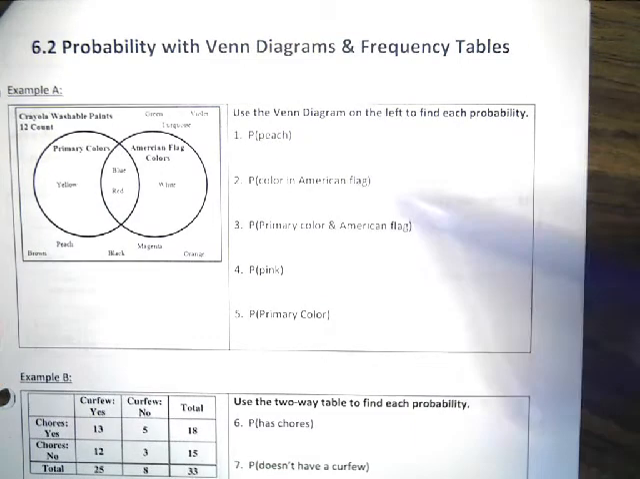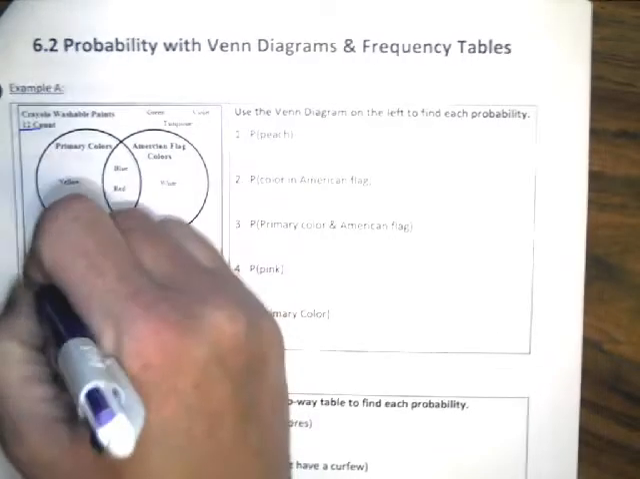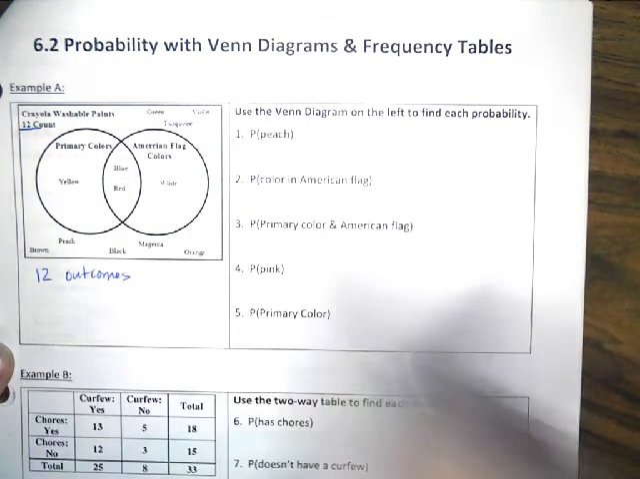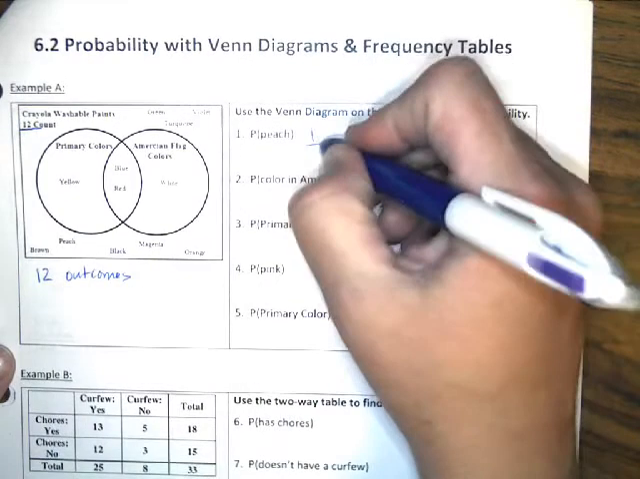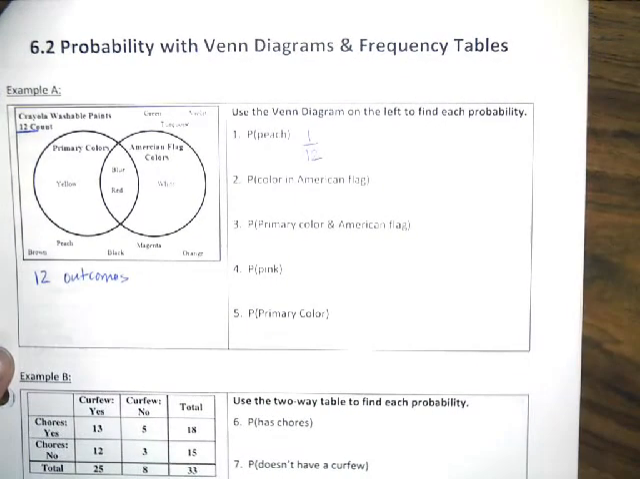So first we have to figure out how many possible outcomes there are. Well, there's 12, so we've got 12 outcomes. Now we need to find the probability of getting peach. There's only one peach paint out of the 12, so our probability would be 1/12. We could find the percentage if we wanted, but fractions are great.